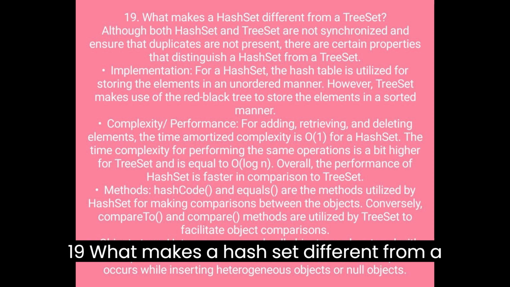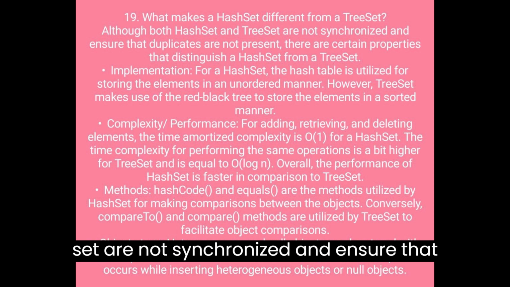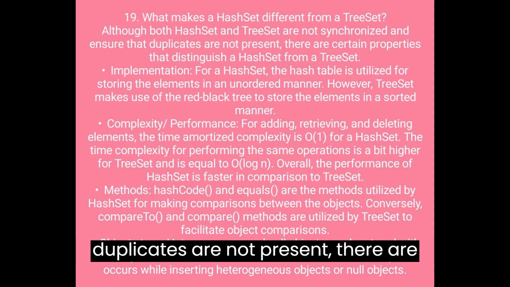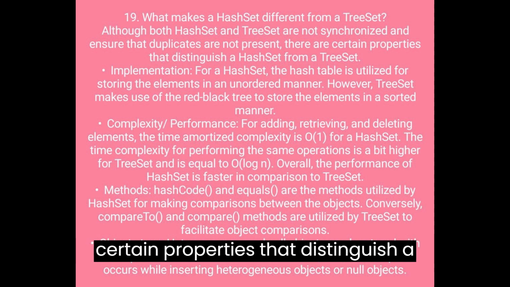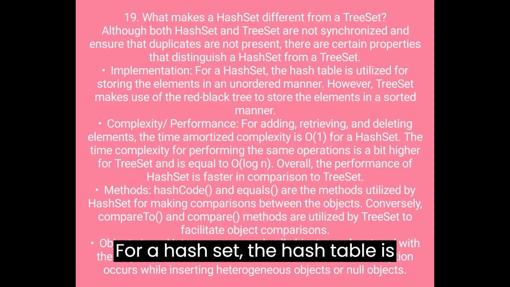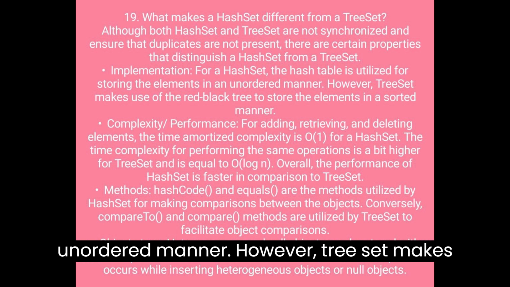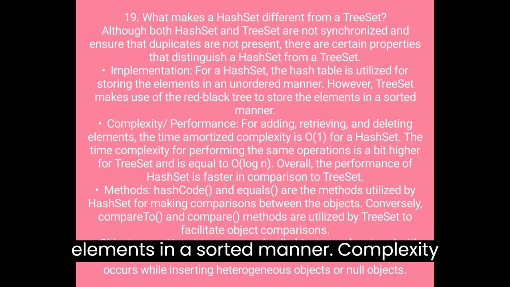19. What makes a HashSet different from a TreeSet? Although both HashSet and TreeSet are not synchronized and ensure that duplicates are not present, there are certain properties that distinguish a HashSet from a TreeSet. Implementation: for a HashSet, the hash table is utilized for storing the elements in an unordered manner. However, TreeSet makes use of the red-black tree to store the elements in a sorted manner.